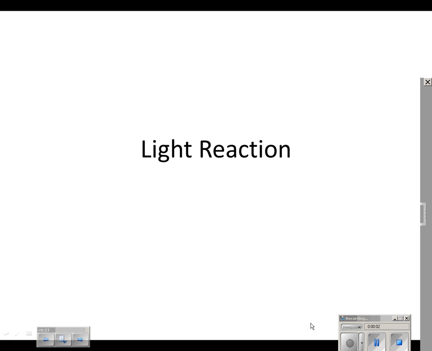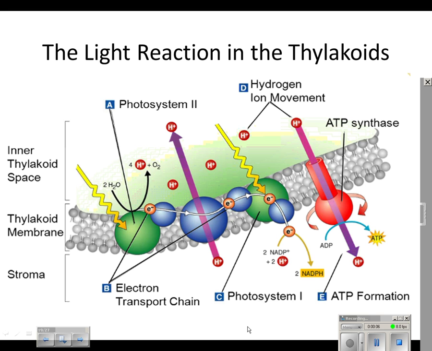Let's look at the light reaction, or the light-dependent reaction. Recall that the light reaction happens in the thylakoid. So if we were to picture the little disc shapes that make up a granum, we have a stack of them. Each little disc, this picture here, represents the membrane on those discs. So you have the inner thylakoid space, which would be inside the disc, and the stroma, which is the liquid outside the disc, and then the thylakoid membrane.